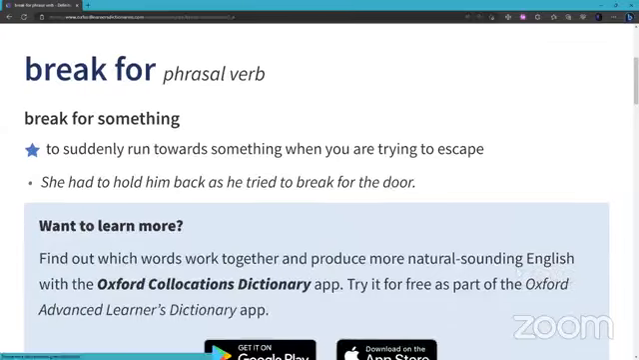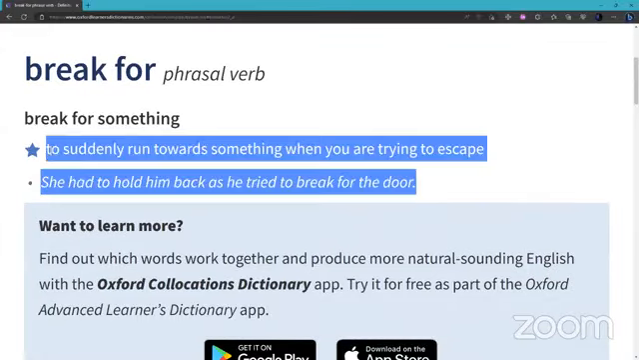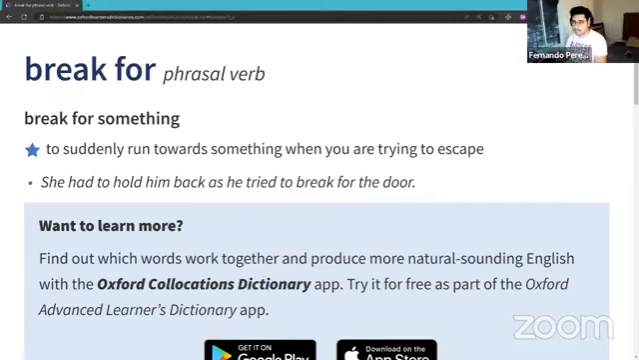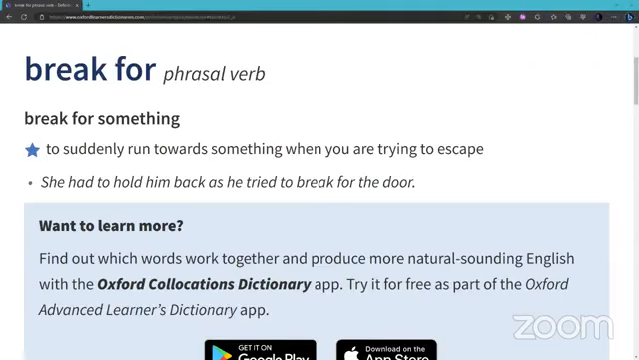Okay. Break for. To suddenly run towards something when you are trying to escape. Okay. Suddenly run towards something when you are trying to escape. Okay. I think that the most important part is something similar, no? To run towards something when you are trying to escape. It's almost the complete phrase, no?